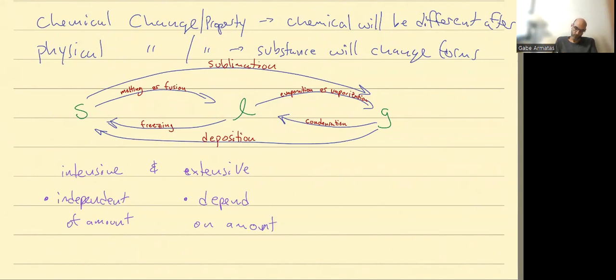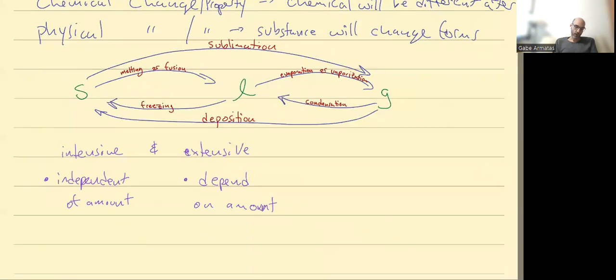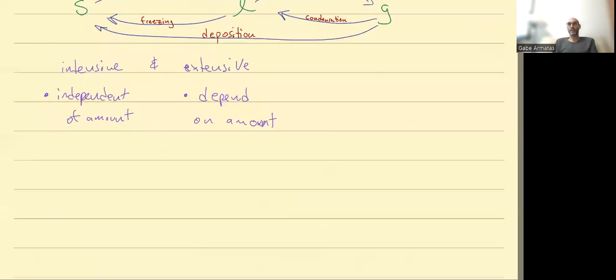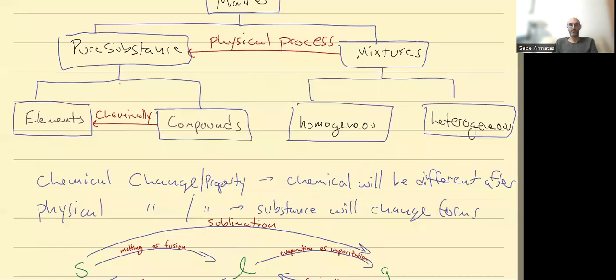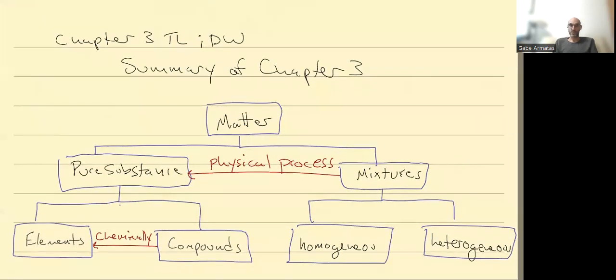That's going to be dependent on the amount. So extensive property would be something like volume, mass, those types of things. Okay, good. All right. So moving on. So this is the basics of matter, understanding matter.